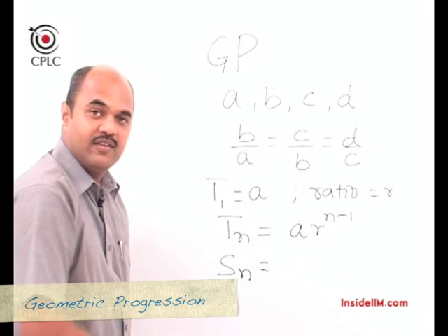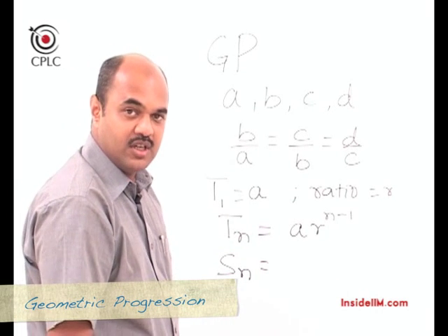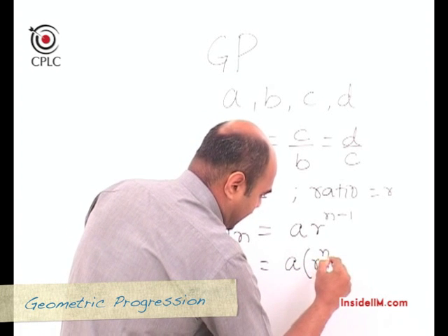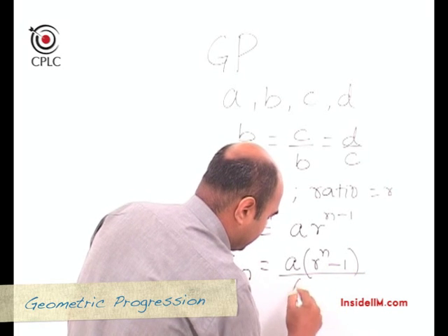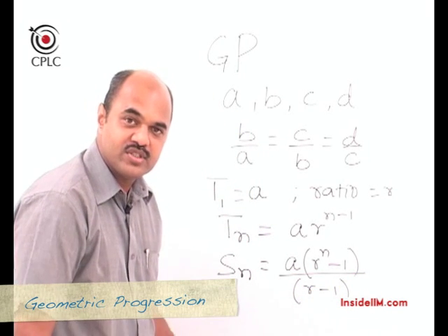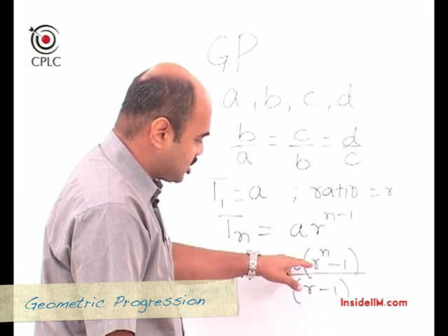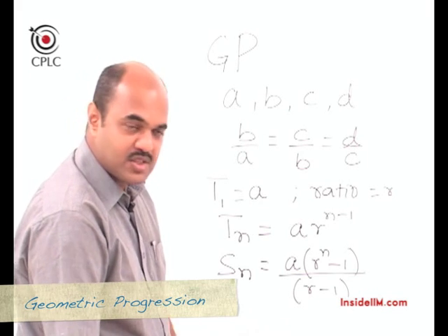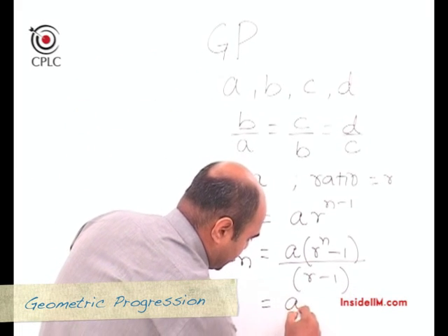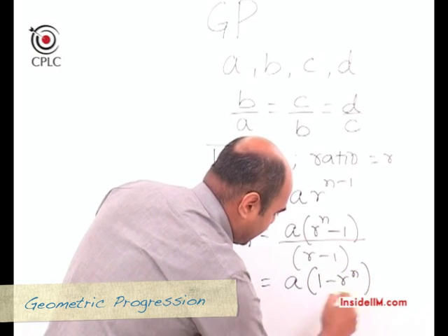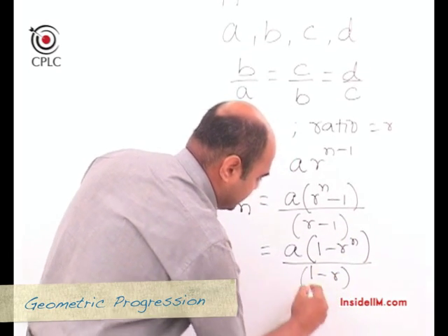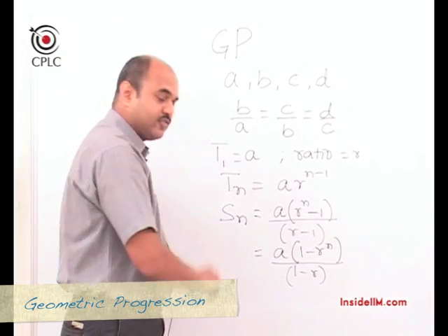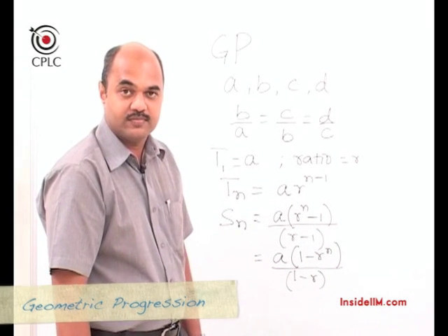Sn gives us the formula for the sum of the first n terms in a geometric progression, and this formula is a multiplied by r raised to n minus 1 upon r minus 1. Now we would use this formula if the common ratio r is greater than 1, but if the common ratio r is less than 1, then we would use the formula a into 1 minus r raised to n upon 1 minus r. So these are the formulae for the nth term and the sum of the first n terms in a geometric progression.